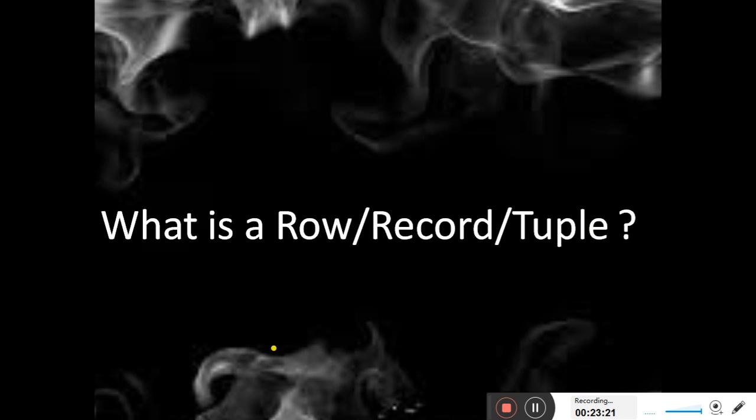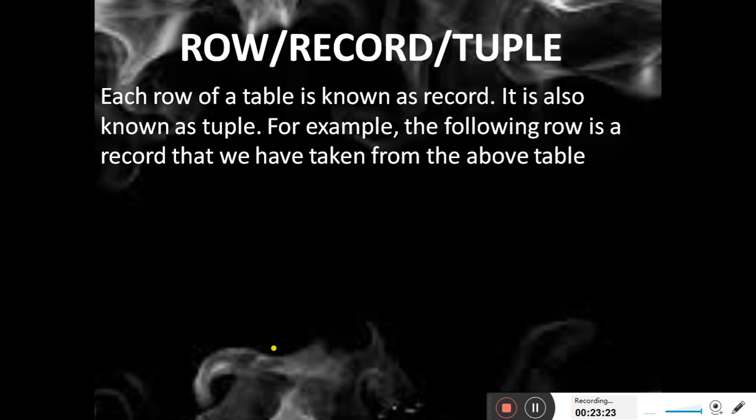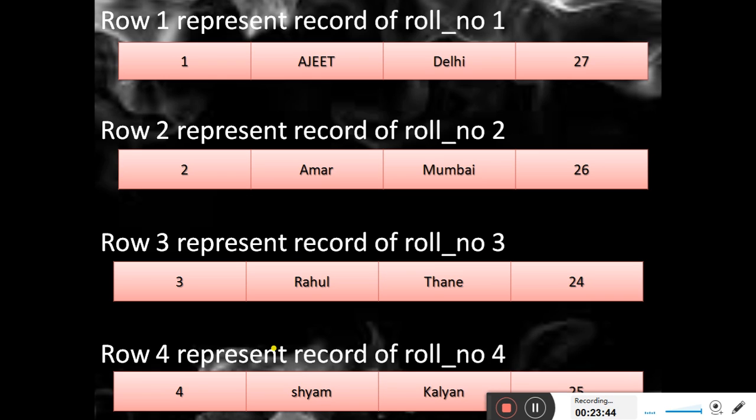Now the next one is, what is a row? Row is also known as a record. It is the horizontal representation of the data. The horizontal representation of the data is called a row or record, or you can say the tuple. It is also known as a tuple. For example, the following row is a record that we have taken from the above table. See, these are the row records.